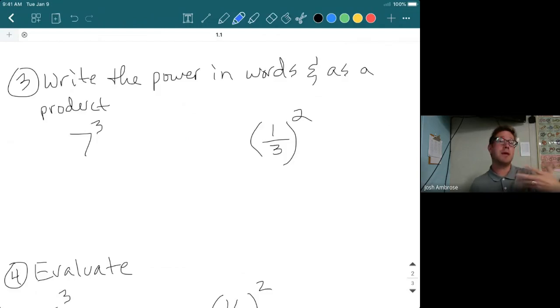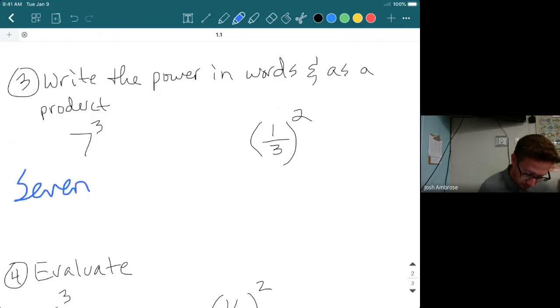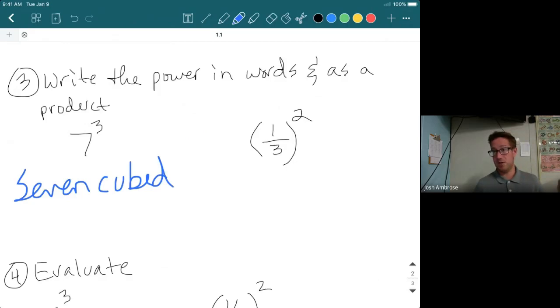The point I'm making here is there is more than one correct answer. All right, so you could literally say this is 7 cubed, and you're done. You could say 7 to the power of 3. Literally write that out in words. That's also a correct answer.